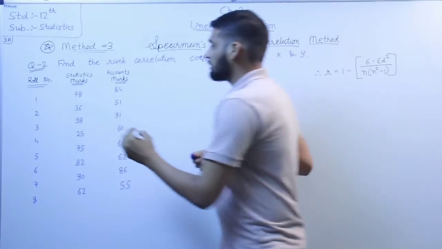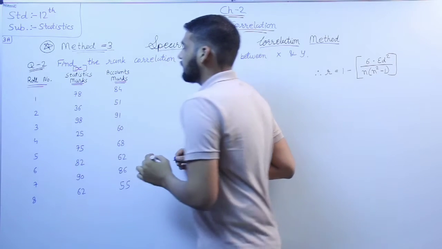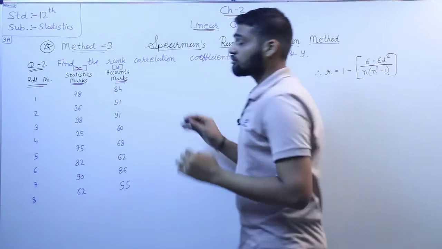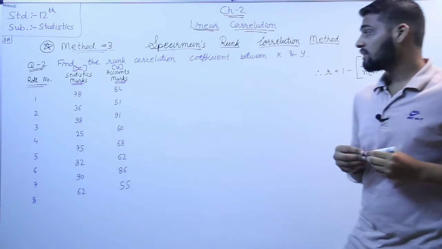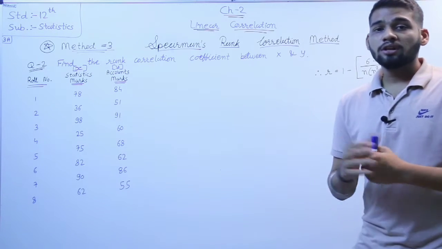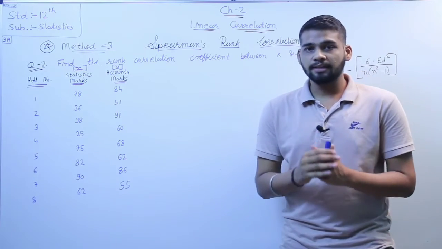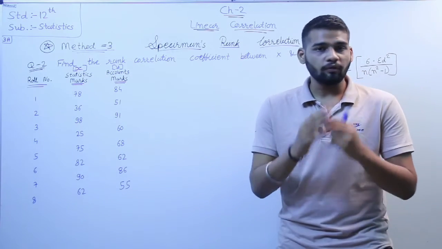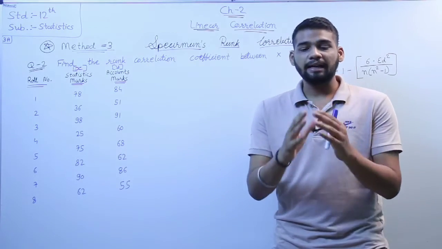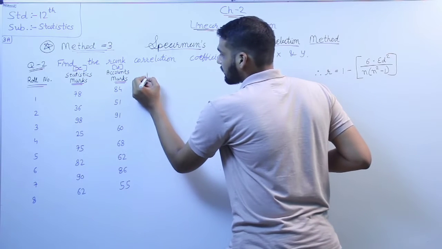So here we denoted statistics subject as X variable and accounts subject as Y variable. In this sum we don't have the values of Rx and Ry directly, unlike the previous sum where students were directly given the ranks. So let us first find the two columns Rx and Ry. How do we find the Rx and Ry columns?